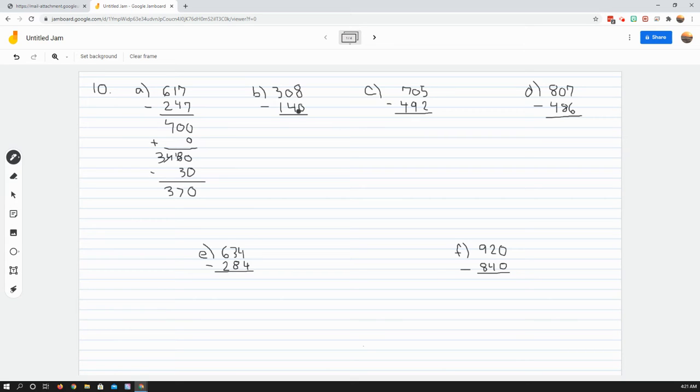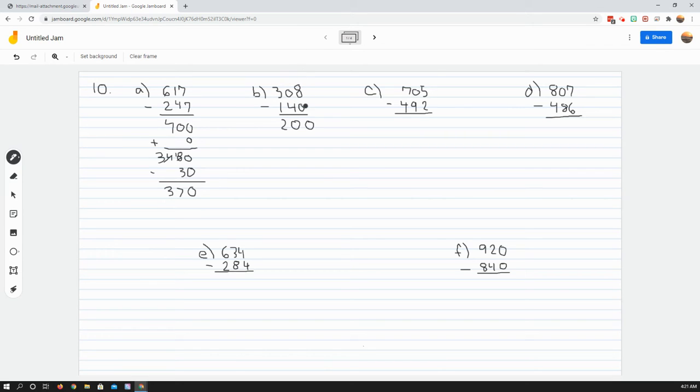308 minus 140. Okay, so if I have 3 and I take away 1, I'm going to be left with 2. And because I'm in my hundreds place, I'm going to write those two 0s. It's actually going to be 200. So let's look at my tens place. I have 0, but I have to take away 4. I can't do that because I would have to borrow. And anything that I have to borrow, anything that I owe, I'm going to leave it for last.